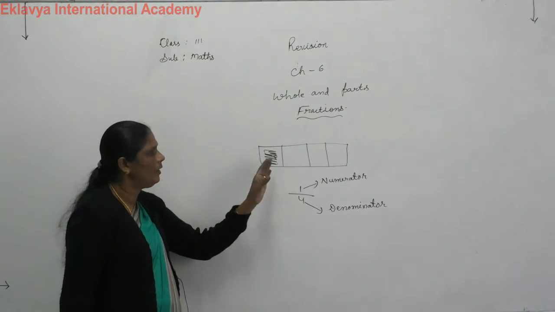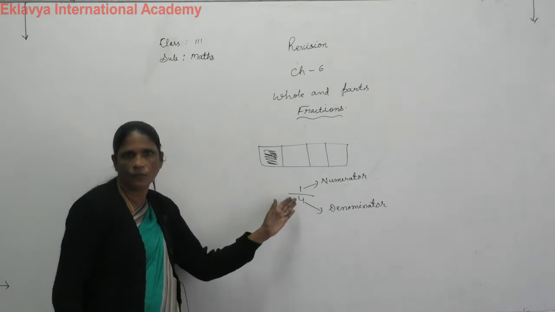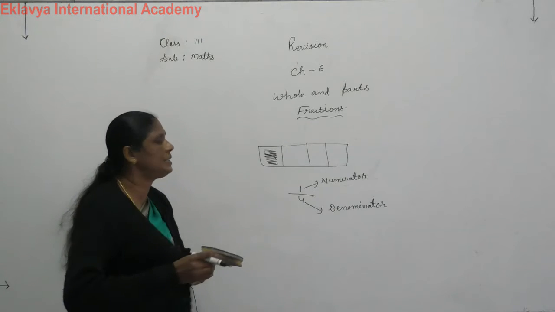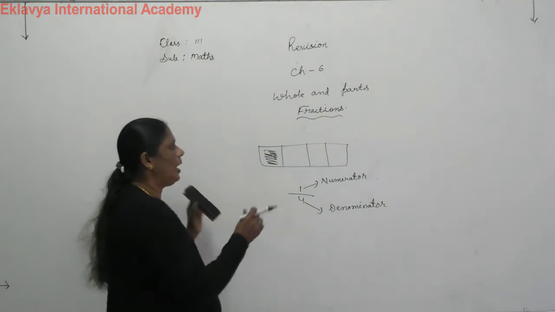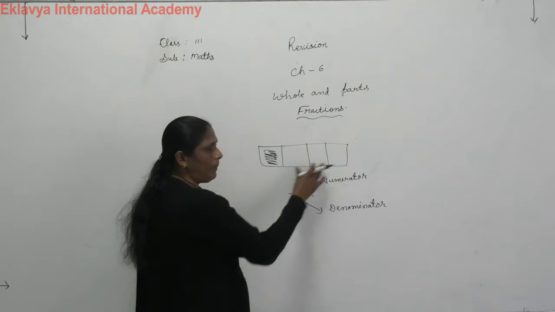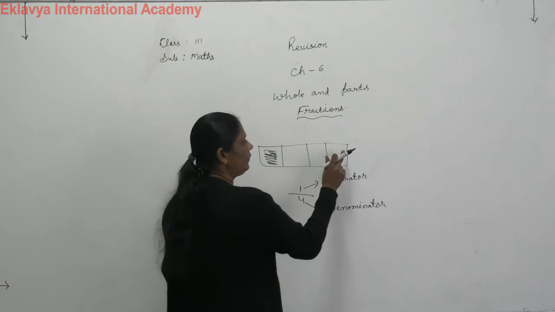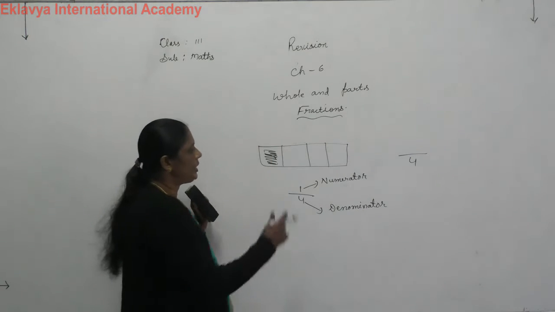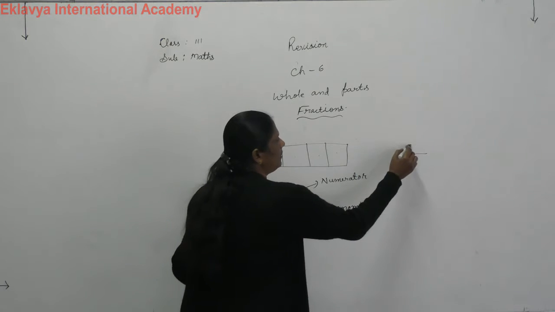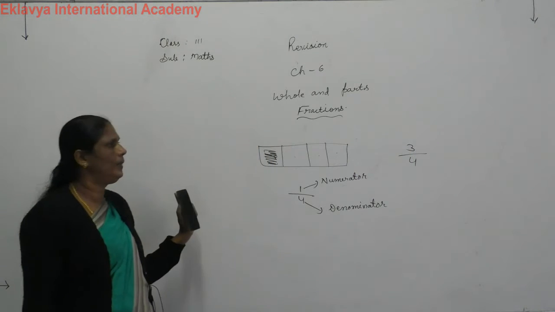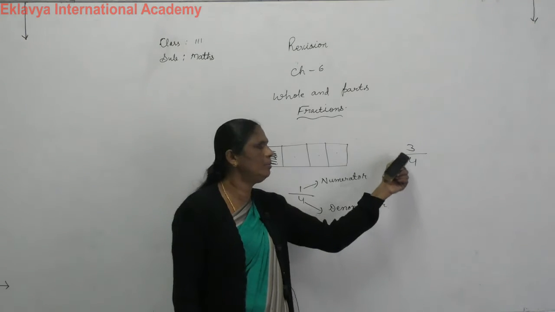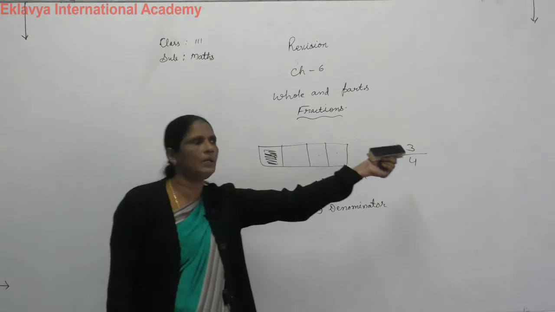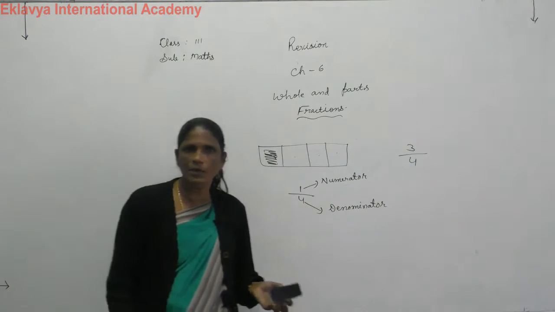What is the fraction of our shaded part? 1/4. Another question: what is the fraction of the unshaded part? First you count the total parts: 1, 2, 3, 4. The total is the denominator. Then unshaded: 1, 2, 3. This is our numerator. Now our fraction is 3/4. 3 is our numerator and 4 is our denominator.